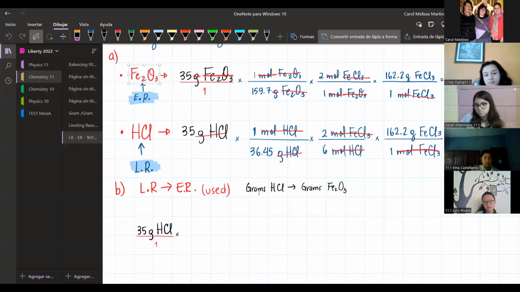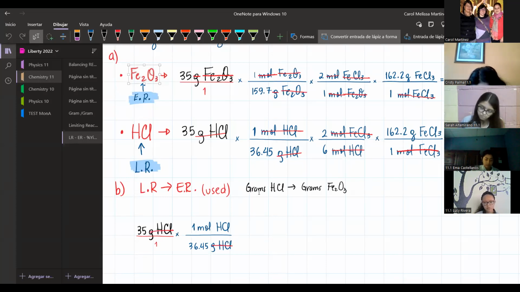Molar mass. What is the molar mass of HCl? 36.45. Okay, I'm going to write that on the bottom so I can get rid of grams. So 36.45 grams of HCl has 1 mole of HCl. Get rid of the units.